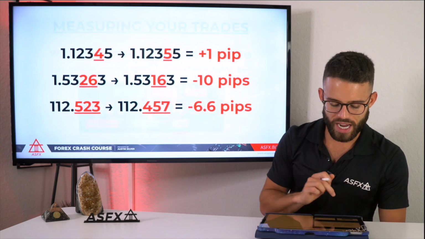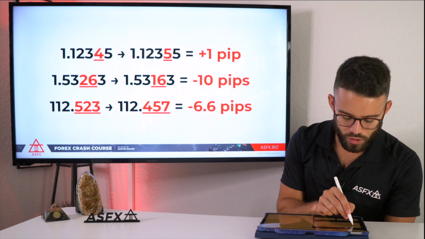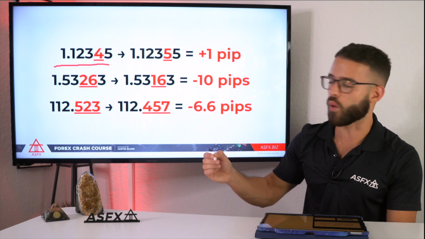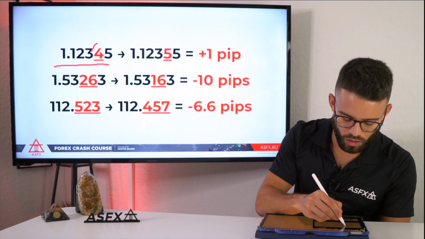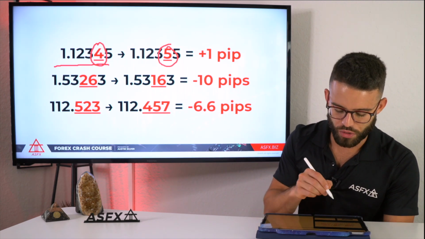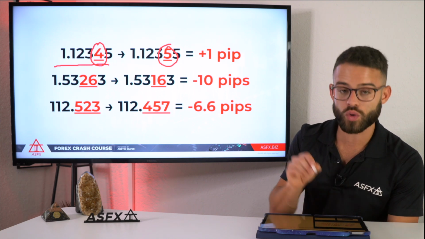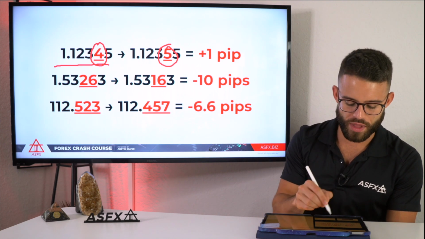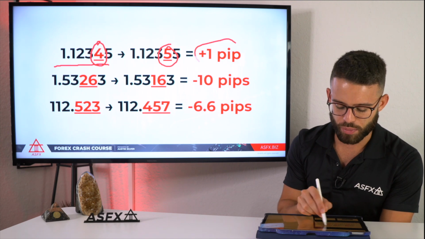So when we look at price action, we could see price move from 1.12345. We can see that 4 change to a 1.12355, and because that is only one digit from the right, we know that's the ones place. 4 to 5, that's +1.